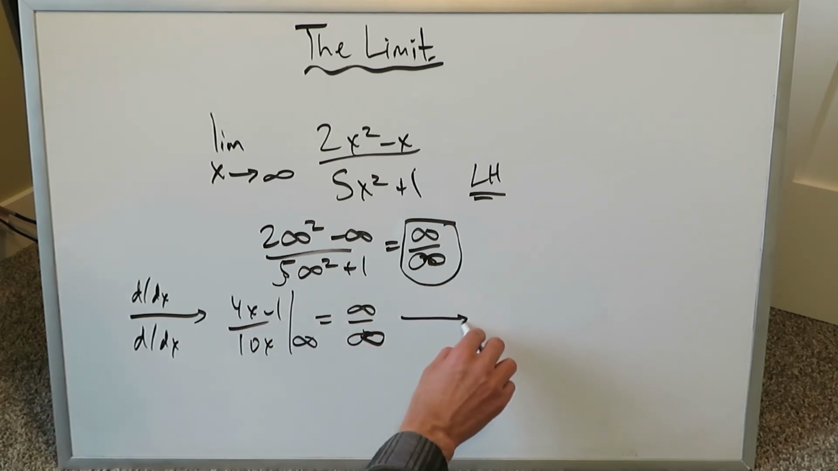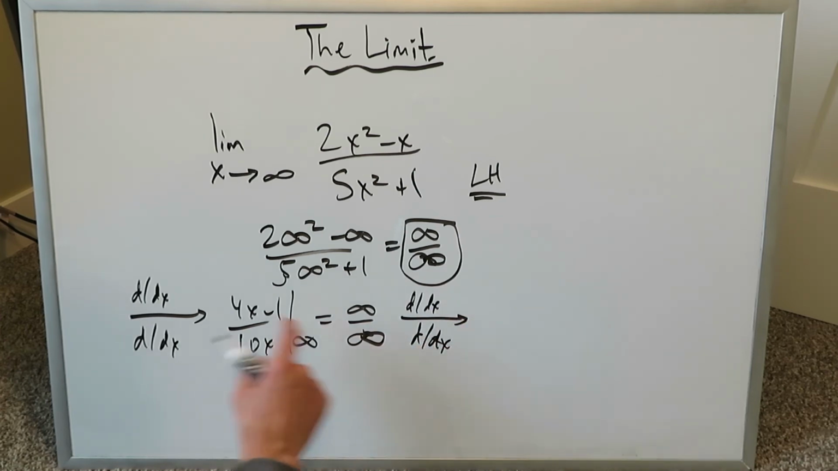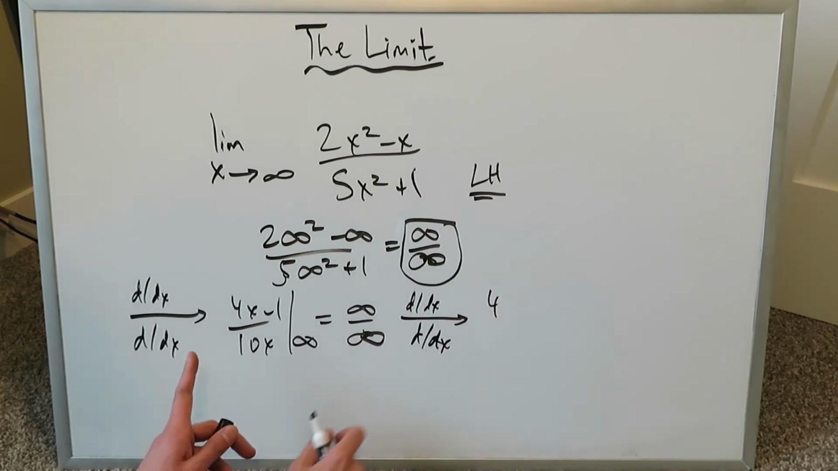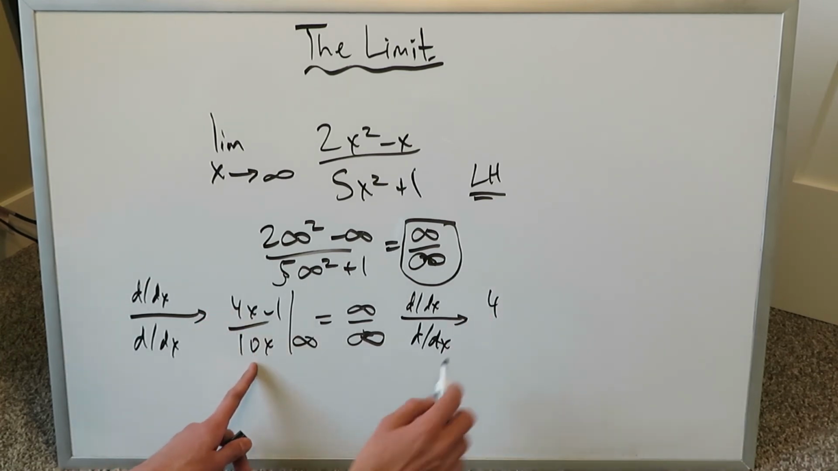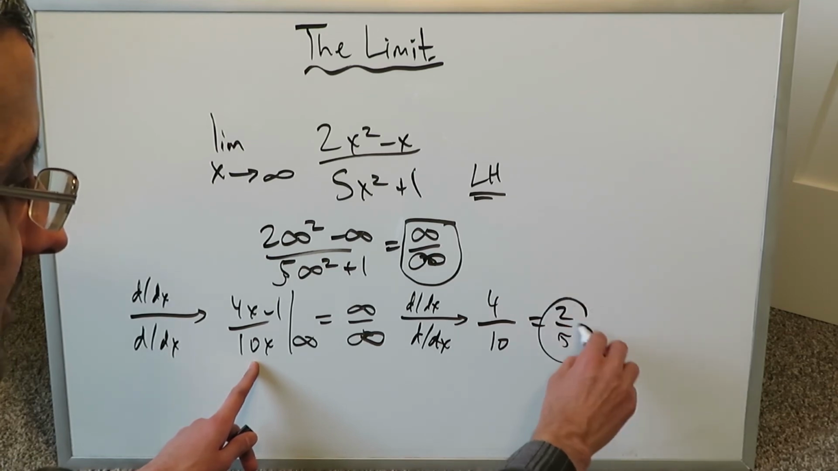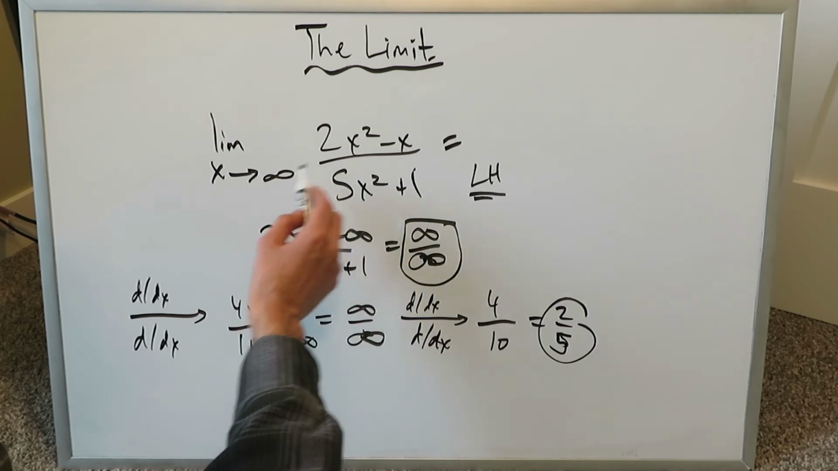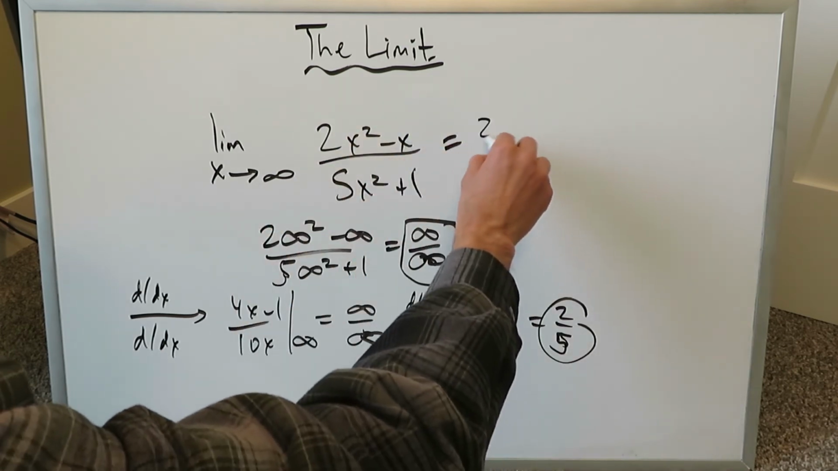If I did the derivative here again of the numerator and the derivative here again of the denominator, 4x minus 1 will just break down into a 4 in terms of its derivative. This will just break down into a 10 in terms of its derivative. 2 over 5. That right there is my answer. So this question over here has a limit as x approaches infinity. This rational function will approach 2 over 5.